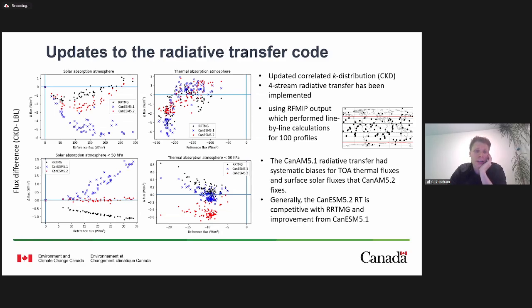radiative fluxes. And particularly also in the stratosphere, so this is the bottom left panel, we're looking here at the solar absorption of the atmosphere above 50 hectopascals. And you can see that for larger fluxes with the new radiation code, we get much, much closer to the line-by-line, or we are pretty good in comparison to the line-by-line calculations, whereas before we had huge biases.